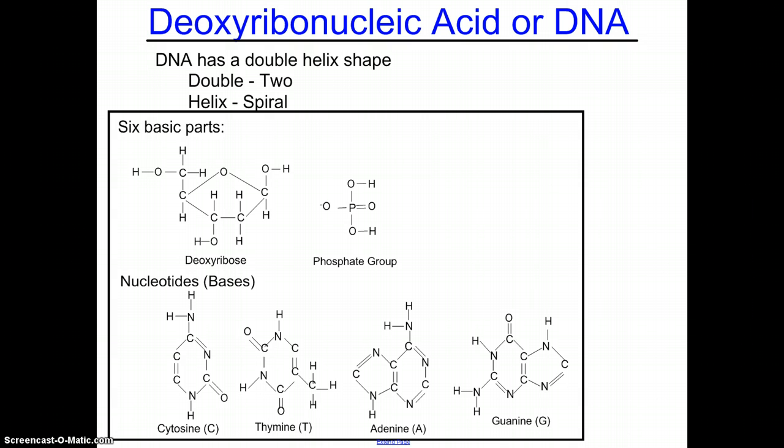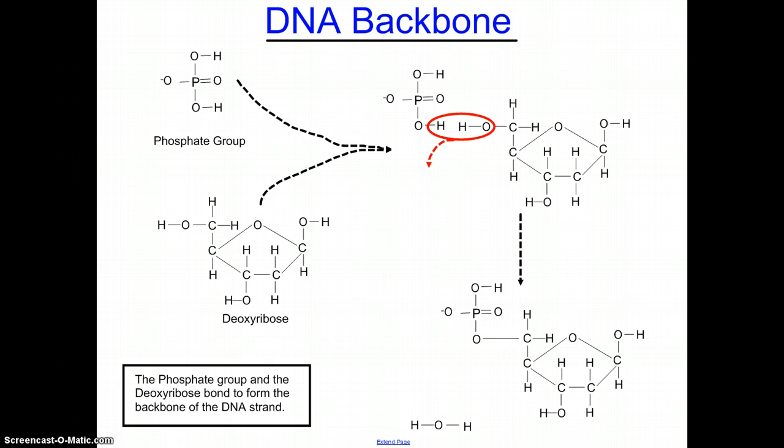Now, for a minute, we're going to look at just the phosphate group and the deoxyribose. So if I click to the next slide, there it is. I'd like you to think of the twisted ladder model for a moment. The 2 sides of the ladder, the 2 outside parts, are the backbone of DNA. They're what hold DNA together. Okay? So far, so good?